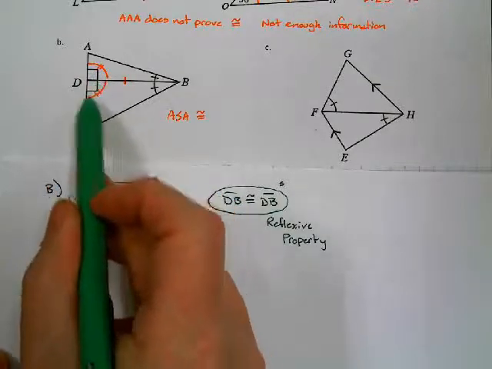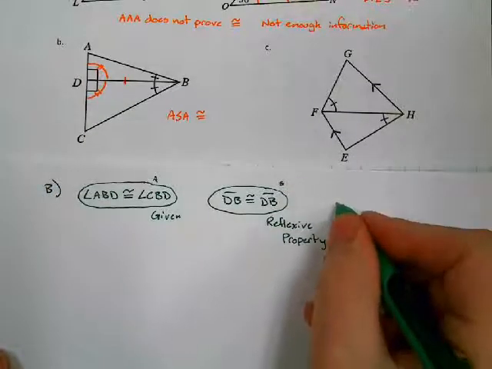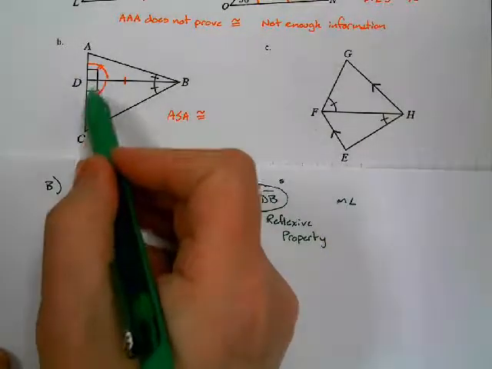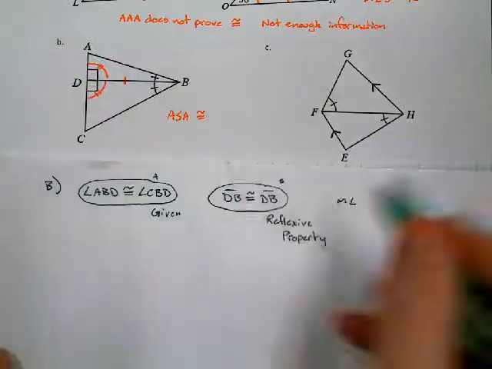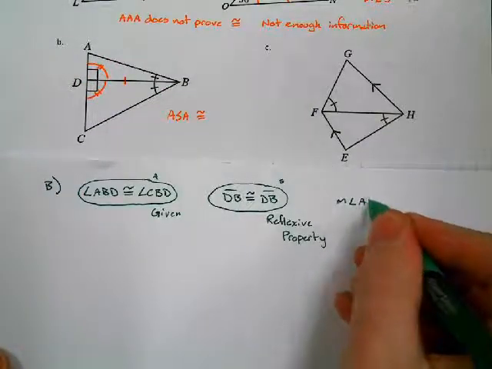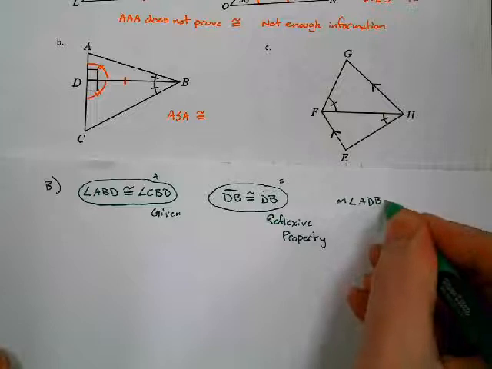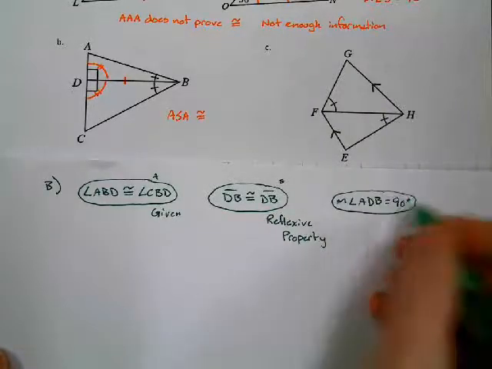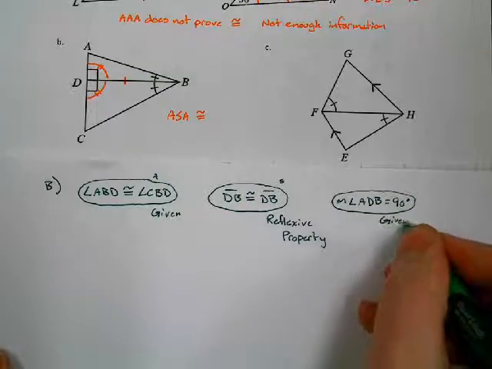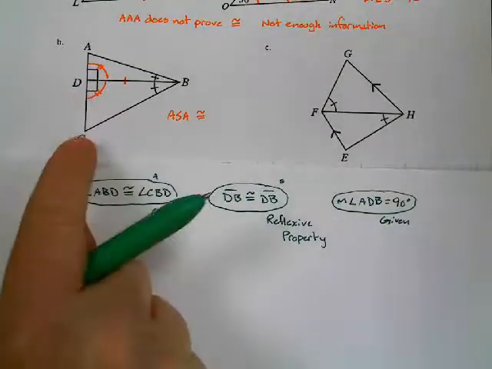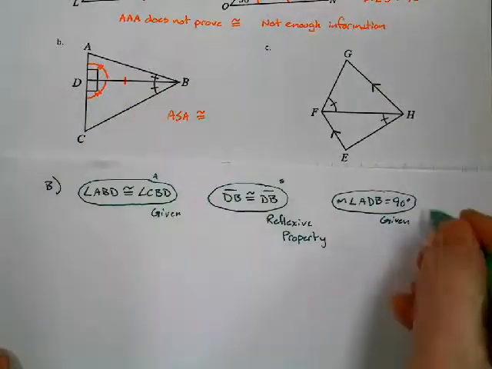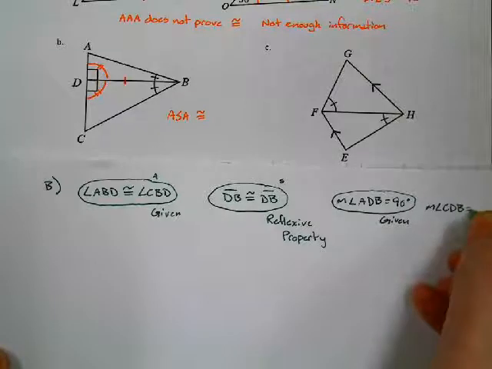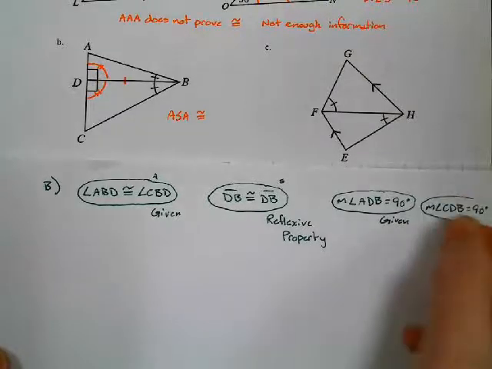So I'm going to say that the measurement of angle, I can't just say D because there's a lot of angles there at D. So I'll say ADB. So the measurement of ADB is 90 degrees. Okay, they told me that. That's given. They also told me that this angle down here, I'll call it CDB. So they said the measurement of angle CDB is also 90 degrees. That was given.